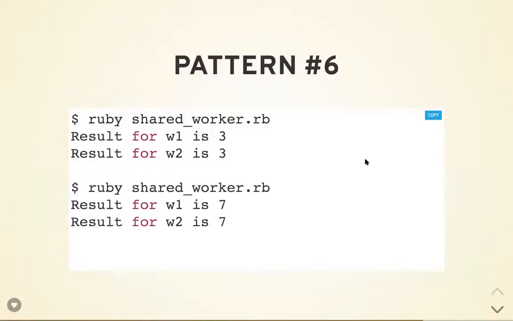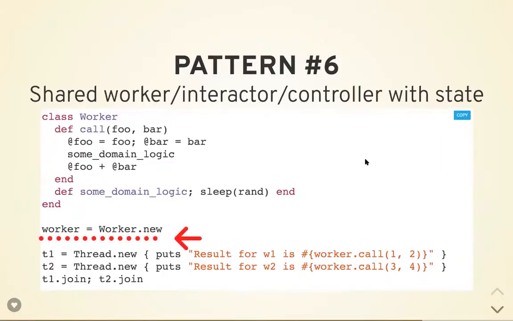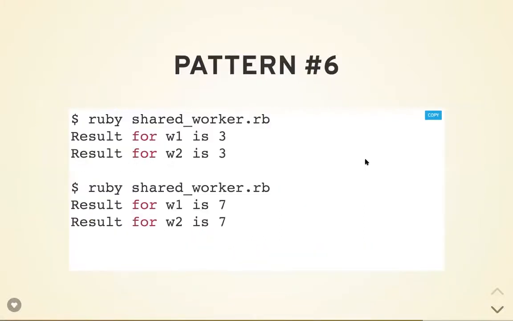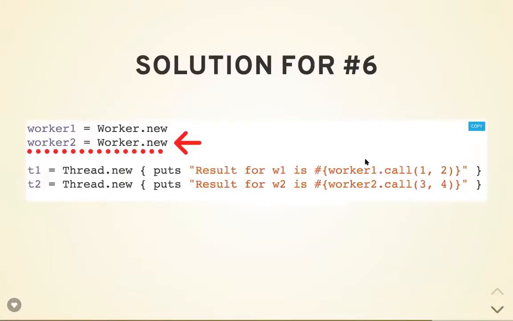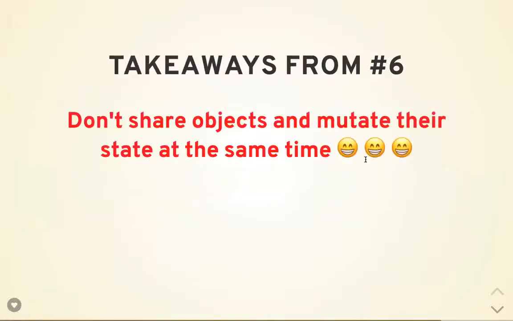Why? Again, because this is the same object. So the first thread to get in writes its own variables. The second overwrites them. So by the time that we're done, both threads are seeing the same values where they shouldn't. So of course, the solution for this is create another instance of your worker and have one instance per thread. So the important takeaway is, again, don't share objects and mutate the state at the same time.